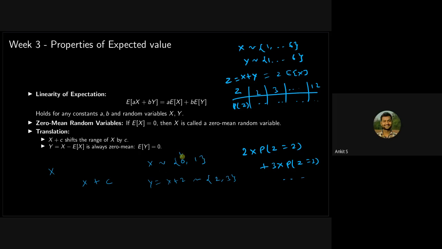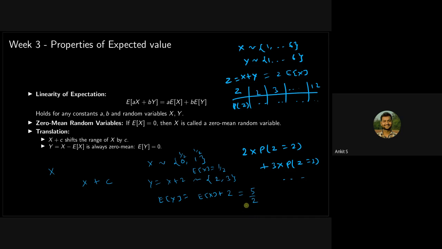Suppose if this were a fair coin, half half, then the expected value or mean would have been just how much? Half. Okay, so what will be the expected value of y? It will become the expected value of x plus the expected value of 2. The expected value of any constant is just that value. So the expected value of y will become 2 plus half, 5 by 2.